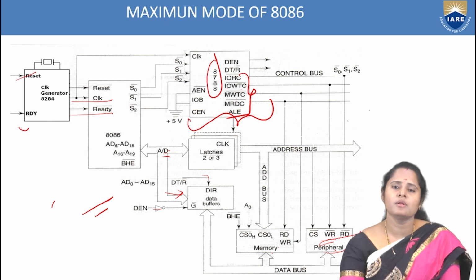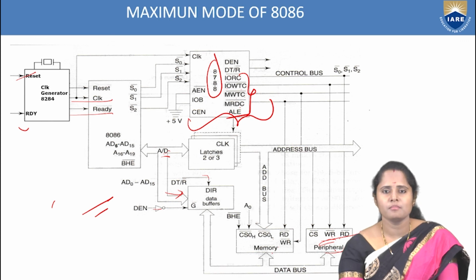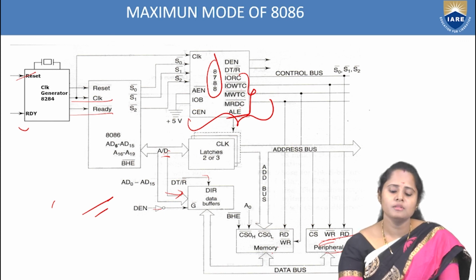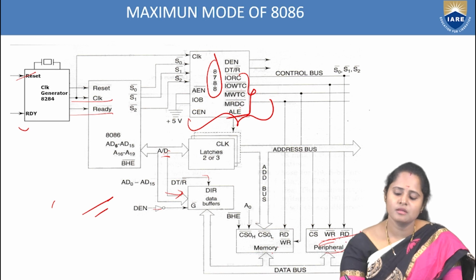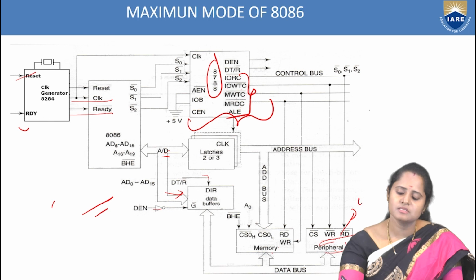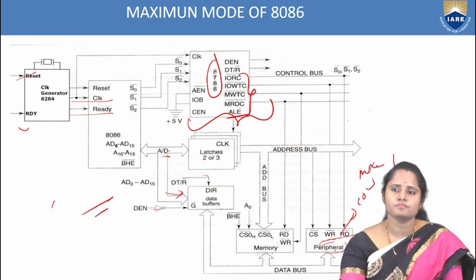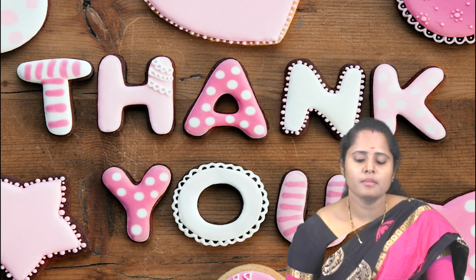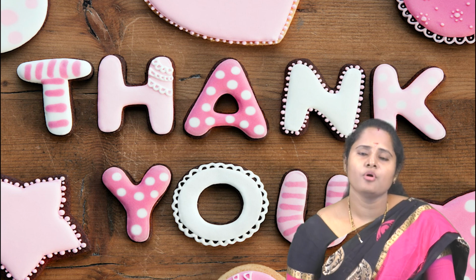Whenever you are going for minimum mode and maximum mode, always make sure of the pin MN by MX bar. Whenever it is equal to 0, you are working in the maximum mode. Whenever it is equal to VCC, it is working in the minimum mode. Automatically all these latches, the data buffers and also the bus controller come into consideration with the 8086 in order to connect more than one peripheral device. How many ever peripherals are connected, depending upon that the status lines will be connected. So this is the minimum mode and the maximum mode of 8086 with the timing diagram of read and write operation.